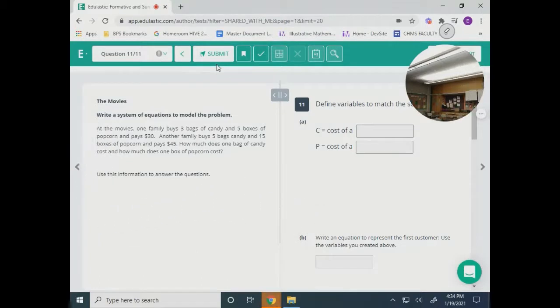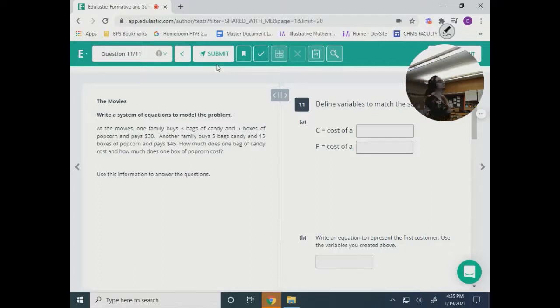Okay, here we go. We have to write a system of equations to model the problem. At the movie theater, one family buys 3 bags of candy and 5 boxes of popcorn and pays $30. Another family buys 5 bags of candy and 15 bags of popcorn for $45. How much is 1 bag of candy and how much does 1 bag of popcorn cost?